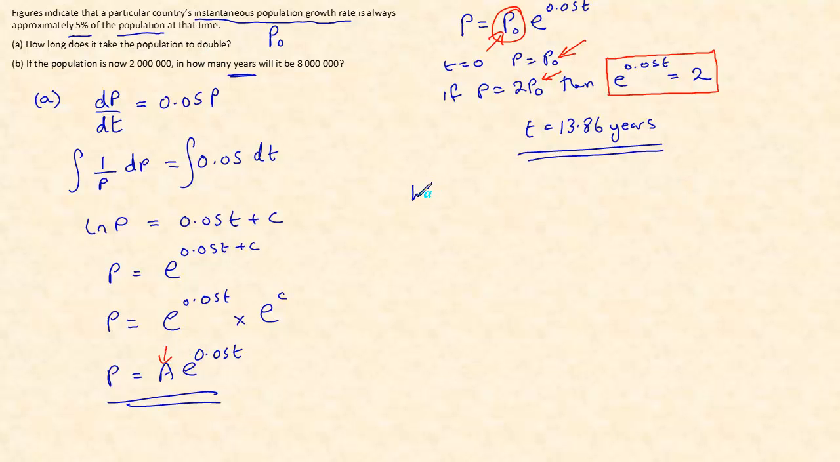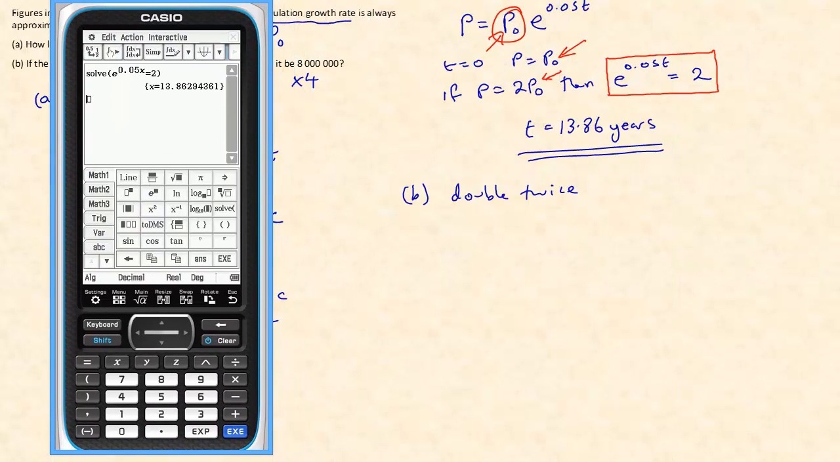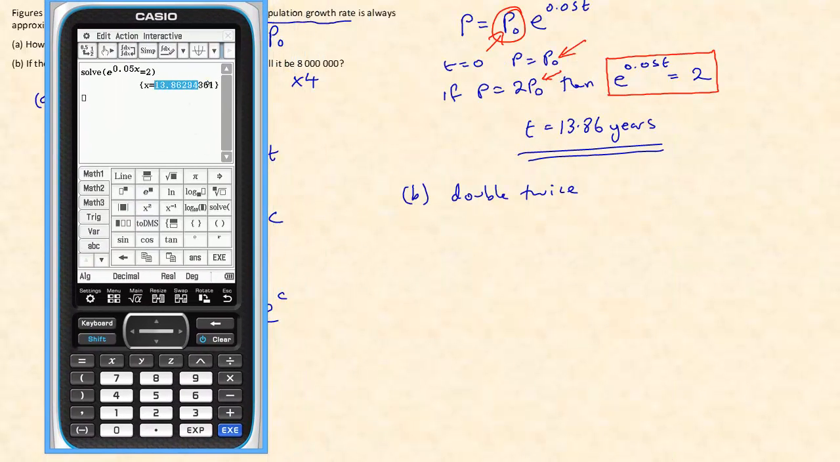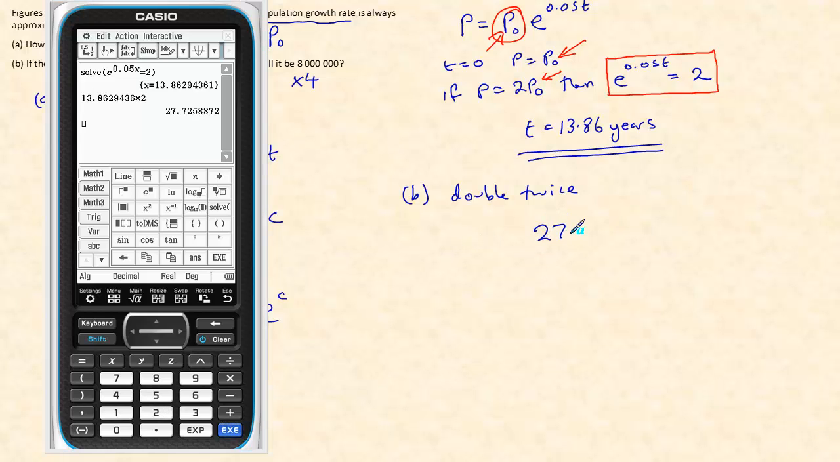Now, in part B, 2 million to 8 million is 4. So that's just going to double twice. So that's just going to be this answer multiplied by 2. So 27.73 years.